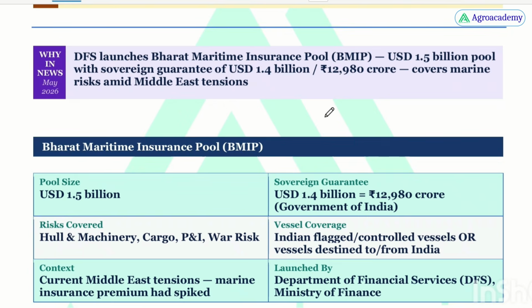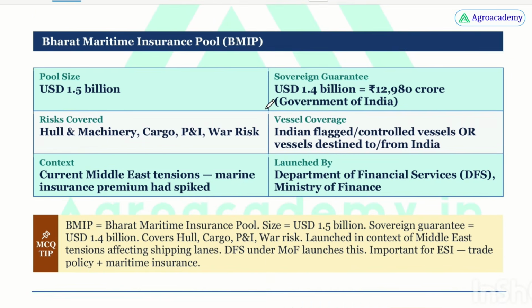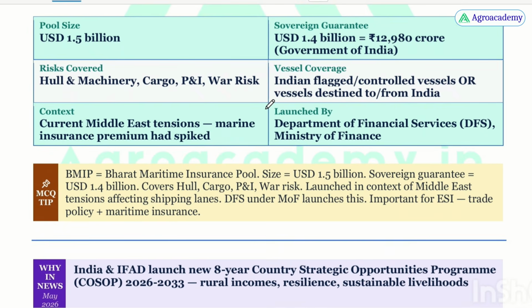DFS has also launched the Bharat Maritime Insurance Pool, BMIP, with a sovereign guarantee of US $1.4 billion. In rupees, it is 12,980 crore. That covers marine risks amid the Middle East tensions. What risks will be covered? Hull and machinery, cargo, P&I, and war risk, everything will be covered. It is launched by the Department of Financial Services, DFS, again under the Ministry of Finance.